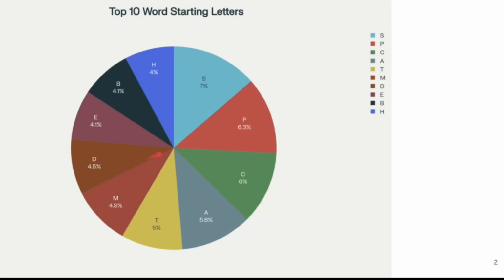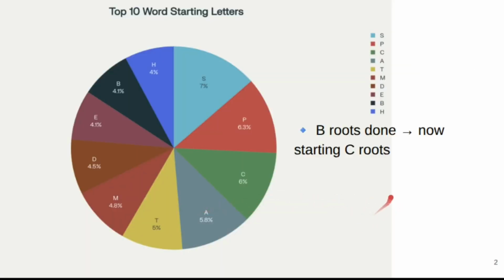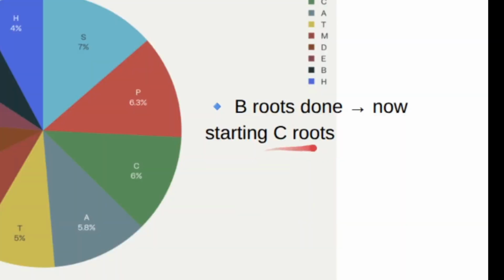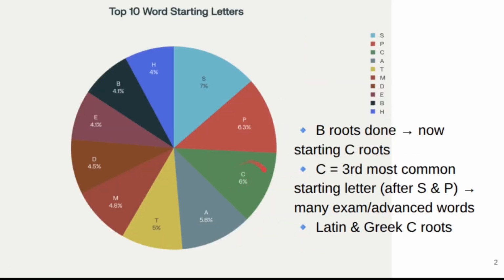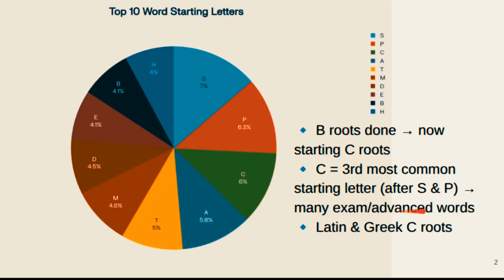We've spent the last several videos exploring root words that begin with B, and now we're starting a brand new chapter, C roots. And this journey will last a while because there are so many English words beginning with the letter C. In fact, C is the third most common starting letter in English, right after S and P. So you can imagine how many important exam words and advanced vocabulary terms begin with C.